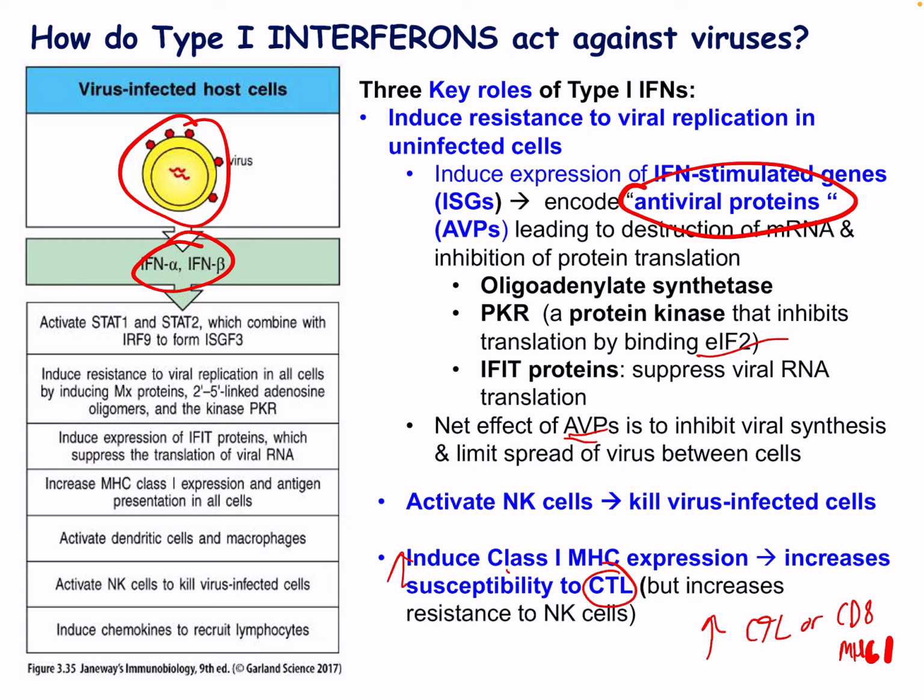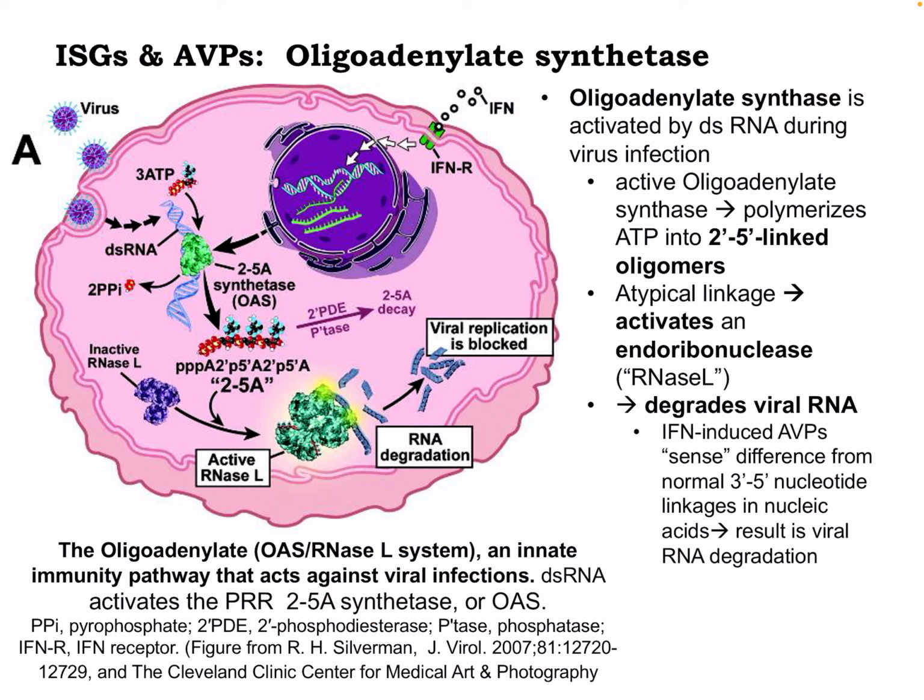So first we have oligoadenylate synthetase. This is activated by double-stranded RNA during viral infection. Active oligoadenylate synthetase polymerizes into 2'-5' linked oligomers. As you may have learned, our nucleic acid linkage is 3' to 5'. So this is an atypical linkage, and this activates an endoribonuclease called RNase L, which degrades viral RNA. So these interferon-induced AVPs sense the difference from our normal 3'-5' nucleotide linkage in nucleic acids, which results in viral RNA degradation.